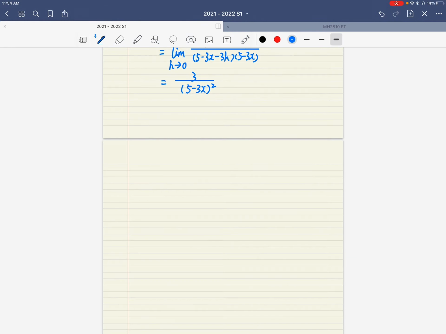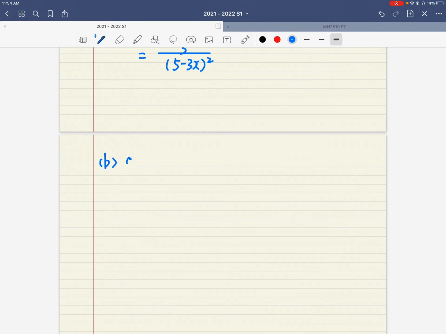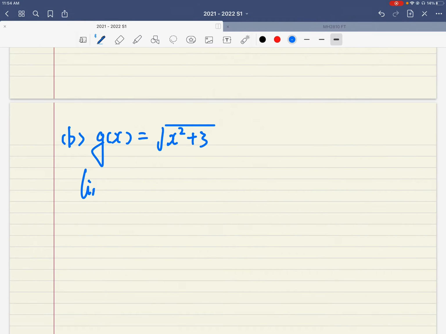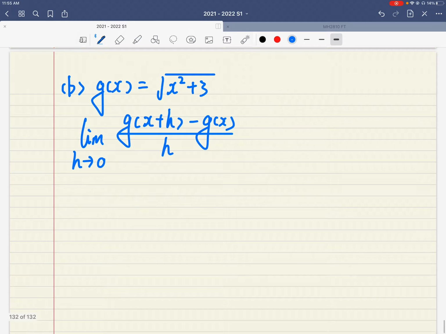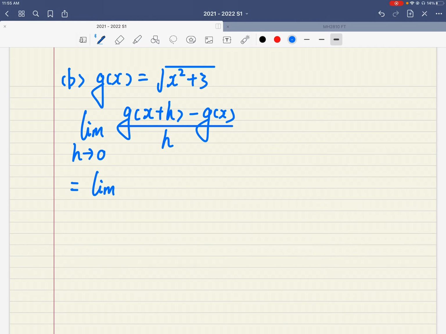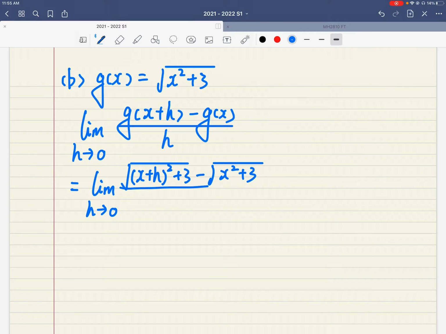Okay, and the second part. The second part, g(x) is the square root of x squared plus 3. Okay, so again, the limit as h is approaching 0 of g(x plus h) minus g(x) over h. Okay, g(x plus h) is just the square root of (x plus h) squared plus 3, minus the square root of x squared plus 3, over h.